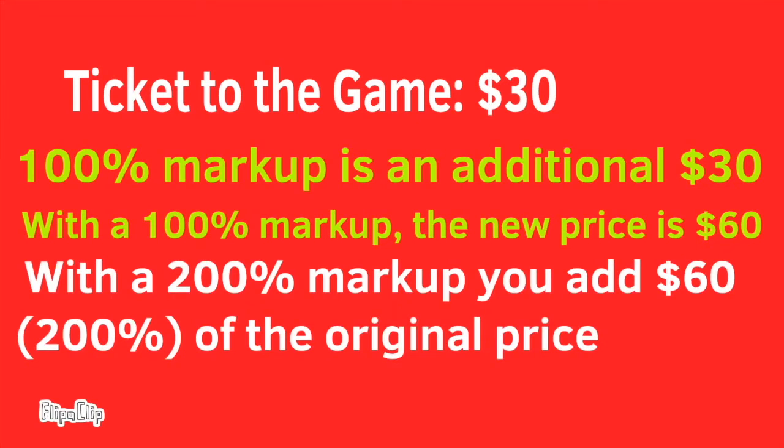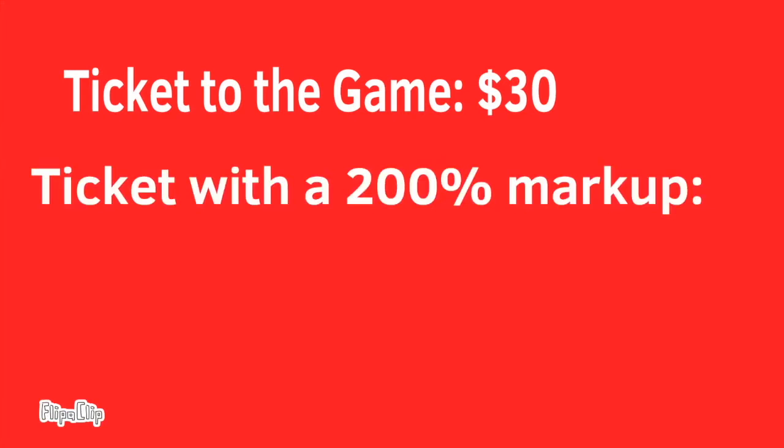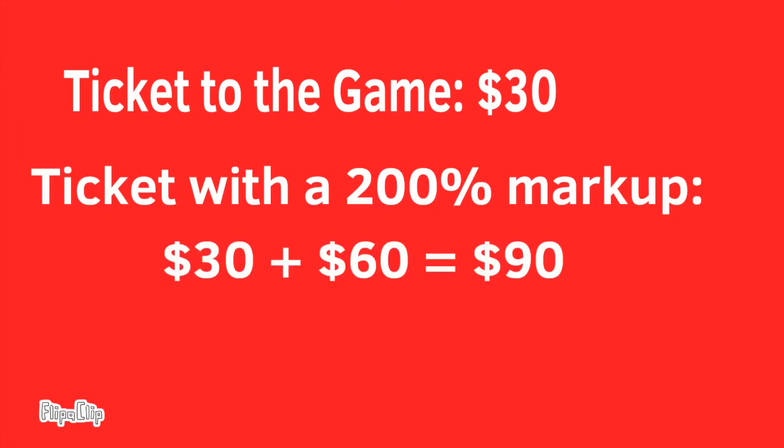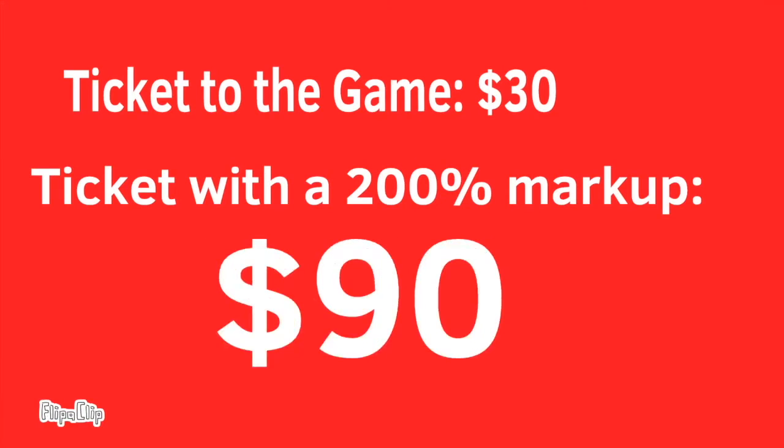With a 200% markup, you add $60, or 200% of the original price. If you add a 200% markup to a $30 ticket, you'd have to add $60 to the $30, and the ticket after a 200% markup would cost $90.